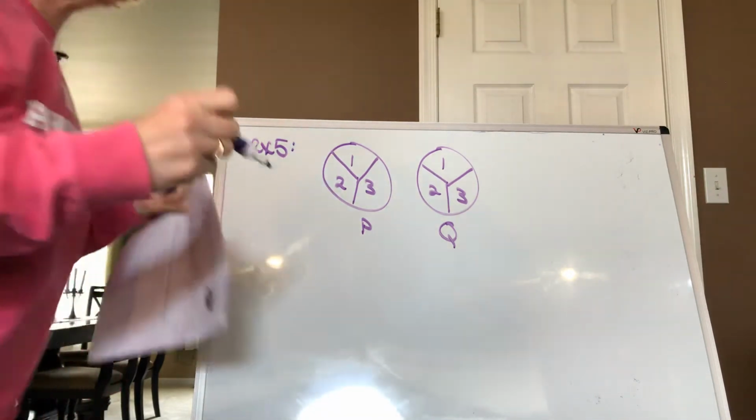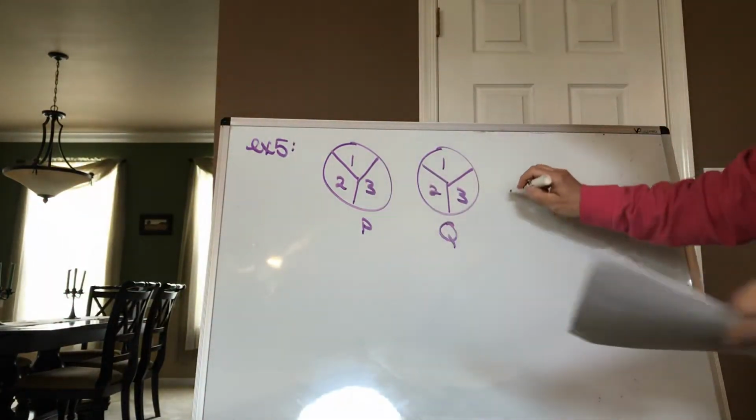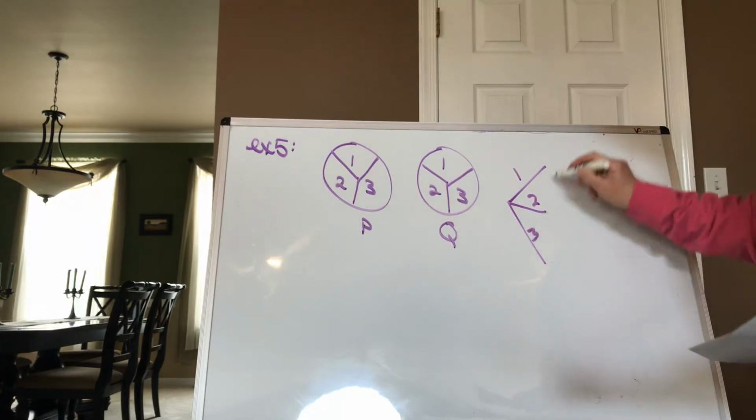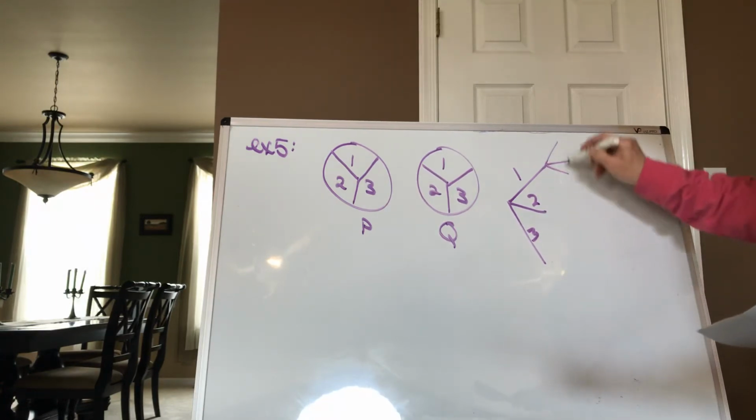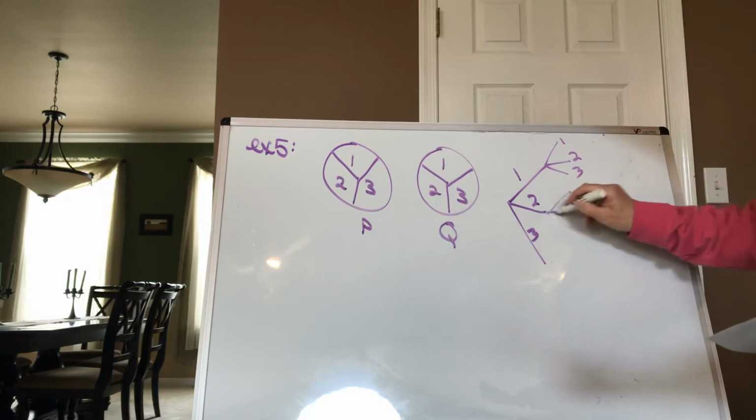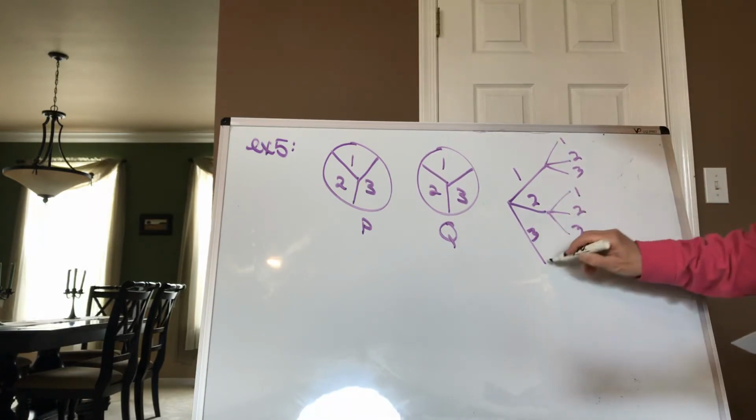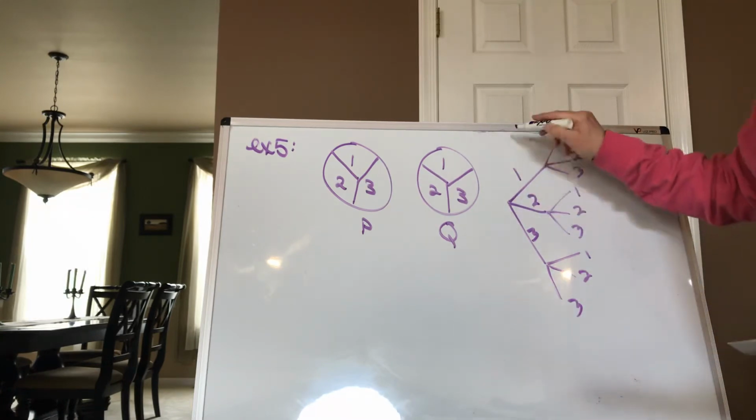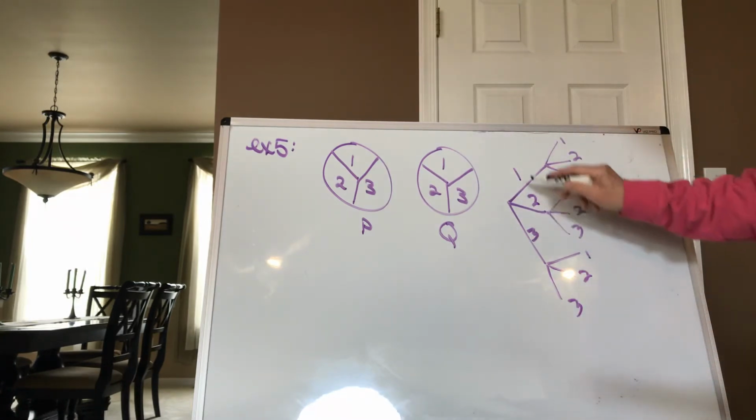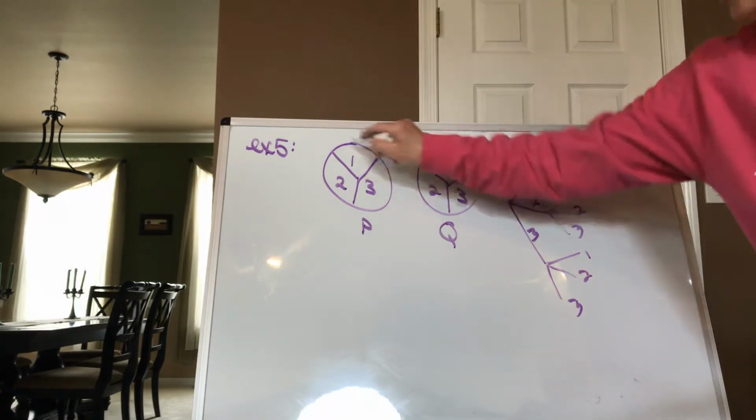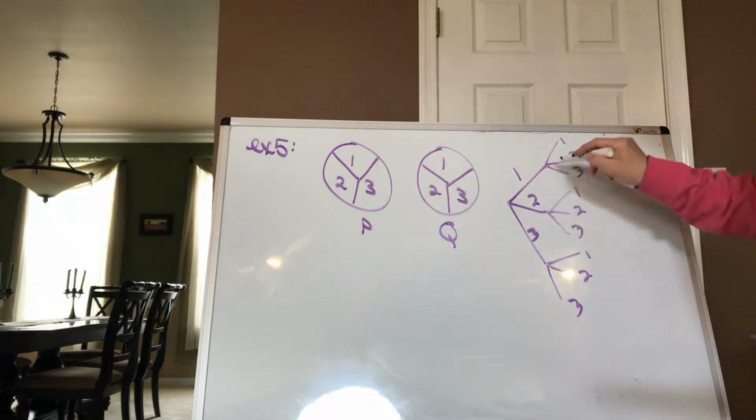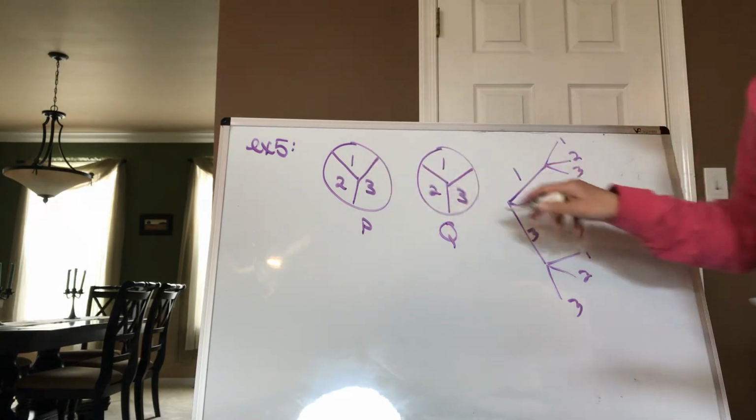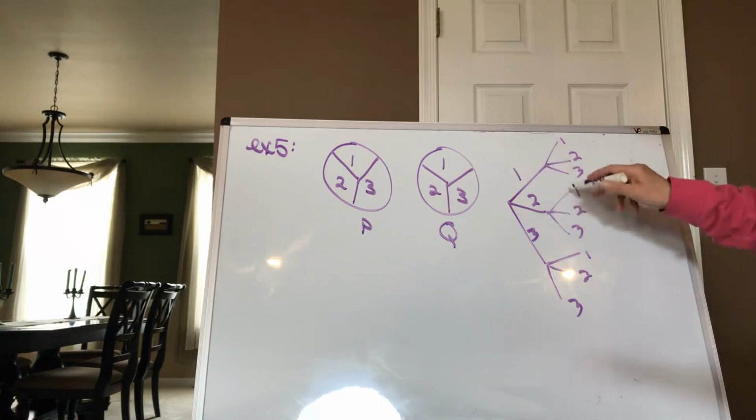So, we're going to draw a tree diagram. Spinner P, I could get 1, 2, or 3. Now, spinner Q, I could get 1, 2, 3, 1, 2, 3, 1, 2, 3. So you understand what this is. These are the possible outcomes on spinner P. I can roll a 1 or spin a 1. And then when I get a 1 there, I go and spin this one and I could get a 1, 2, or 3. Same thing here. I can get a 2. I'd spin this one and get a 1, 2, or 3.